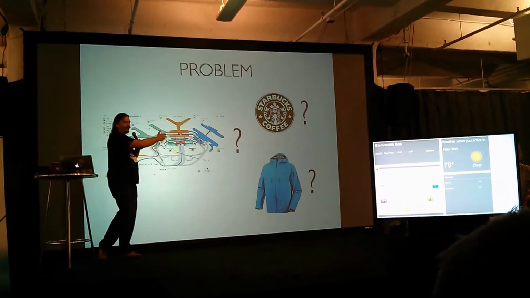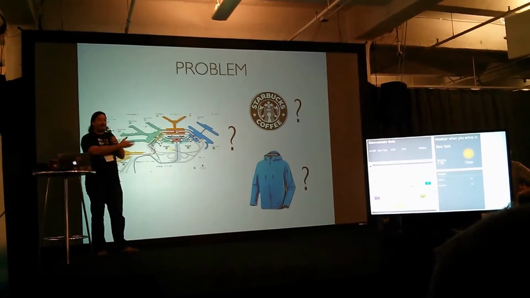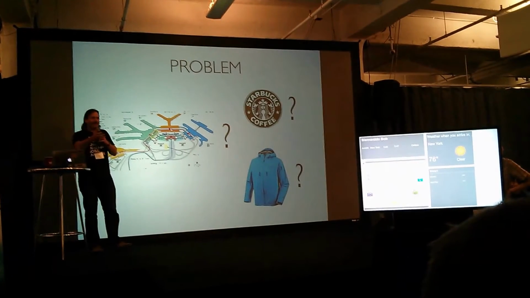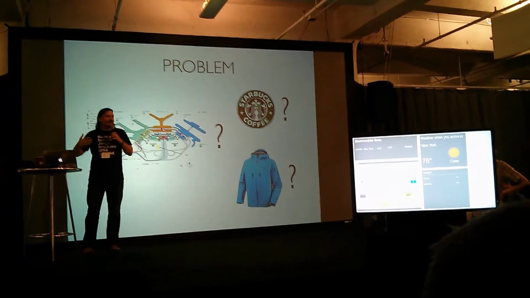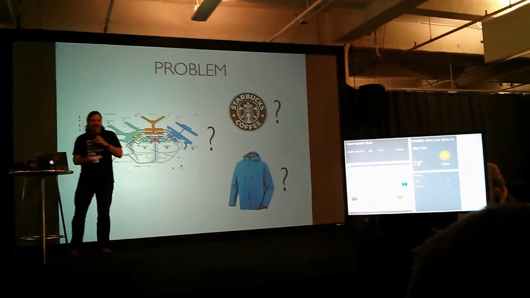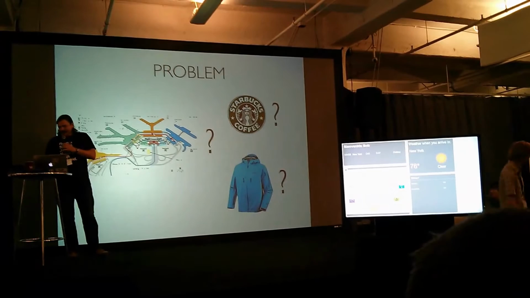When you're there, you usually want coffee. I certainly want coffee. Where's the coffee place? Is it on the way to my gate? Is there one there? Or do I need to go down to some other terminal? And do I need a jacket when I get to the other side, or can I check my jacket when I'm getting on the plane?